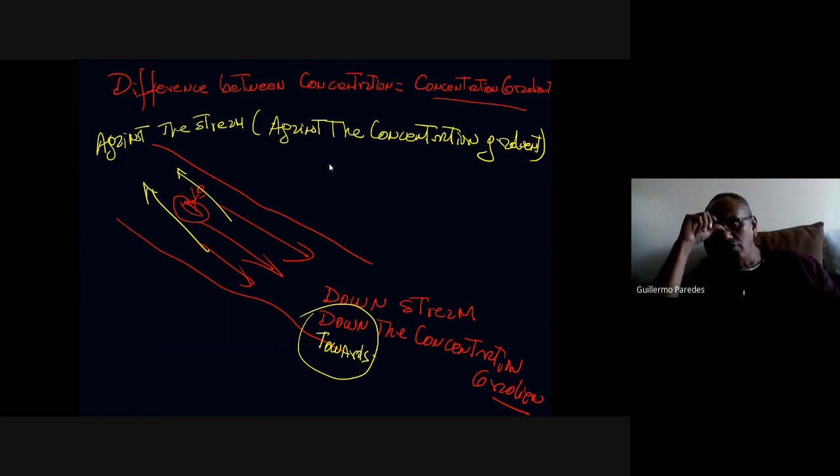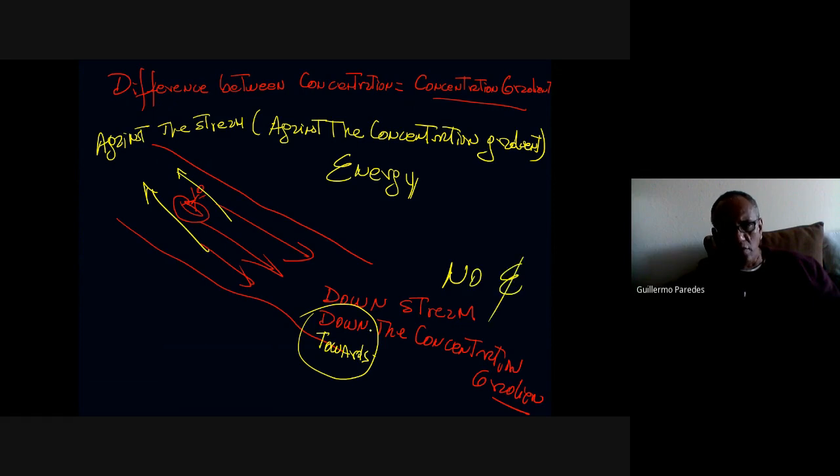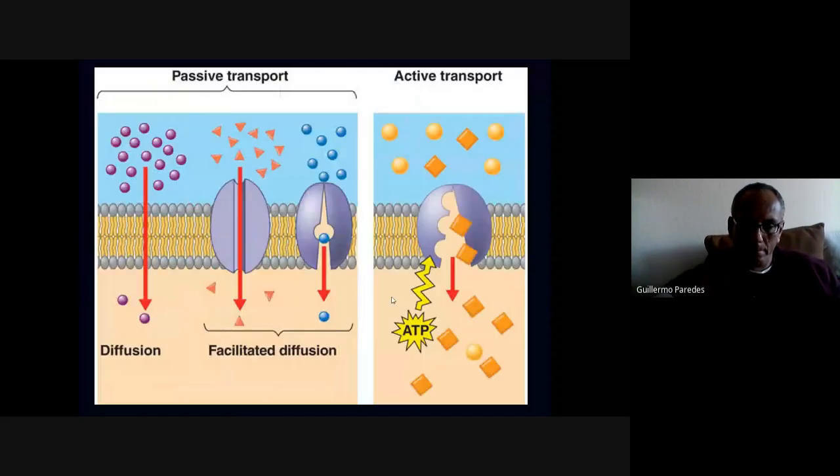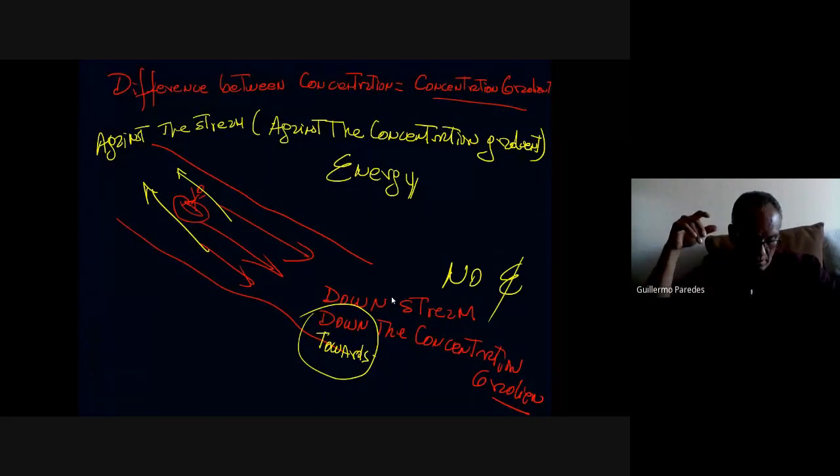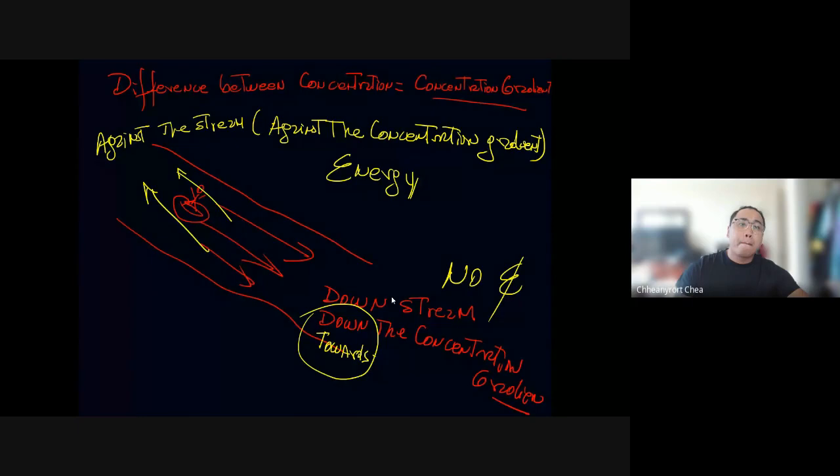So just put in your mind, stream is equal to concentration gradient. You go upstream, or actually against the stream, you go against the concentration gradient. That is where you use energy. But when you go down the stream or down the concentration gradient, there is no need for energy. You okay with that? Everybody is clear on that? Yes.